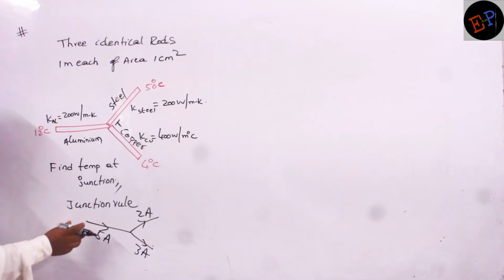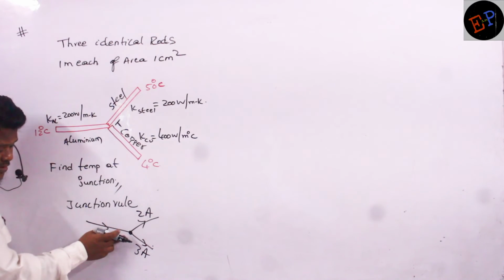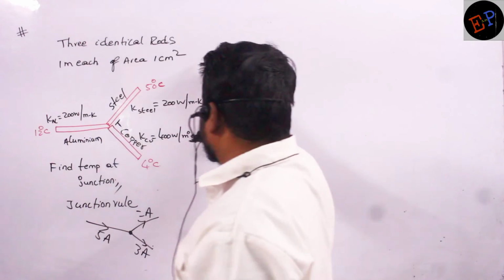So what is the junction rule? Current entering a junction, this is the junction, no? Current entering a junction must be equal to current leaving a junction also. That is the current rule, the junction rule. Or you can call it the node rule also. So let us write that rule first of all.